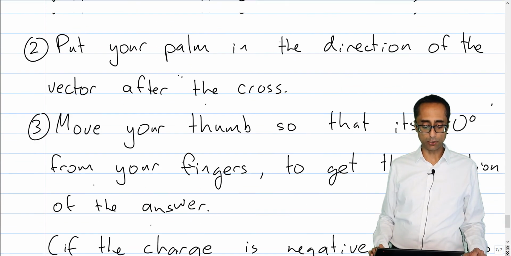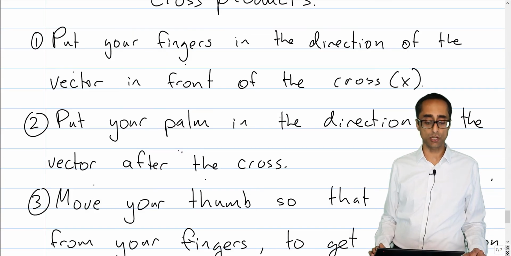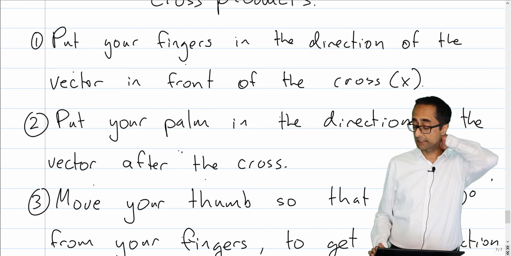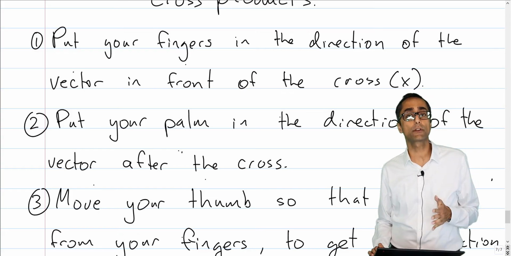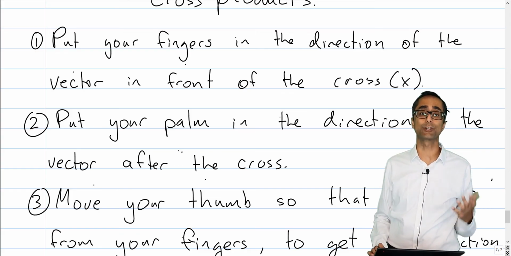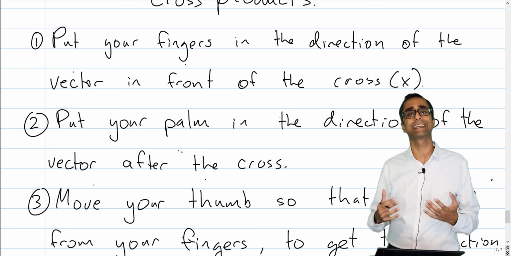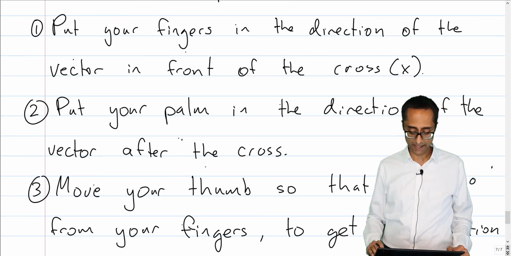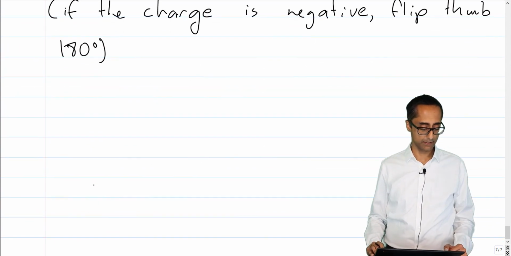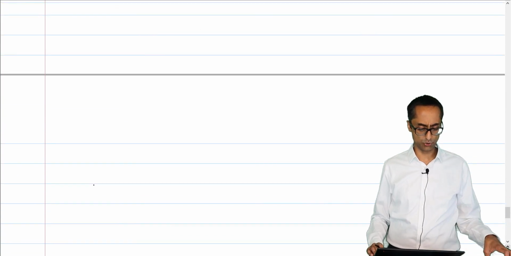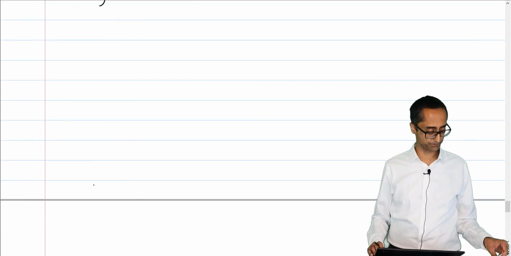So it takes a little while to get used to. You're going to need lots and lots of practice. But basically, you put your fingers in the direction of the vector in front of the cross, your palm in the direction of the vector after the cross, and then you extend your thumb to 90 degrees, giving you the answer that you're looking for. Okay, so let's do a couple of examples.